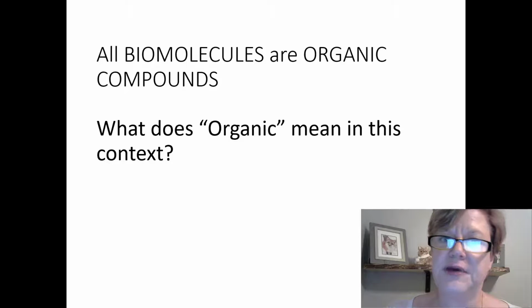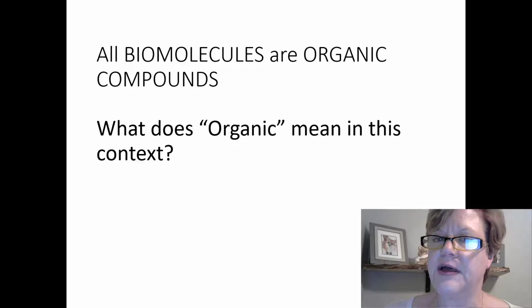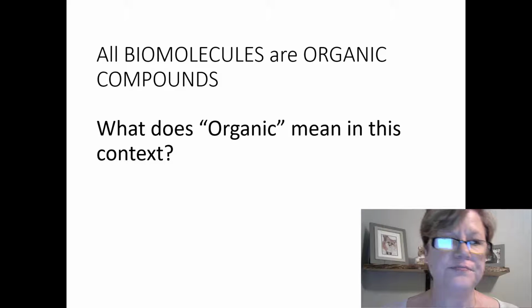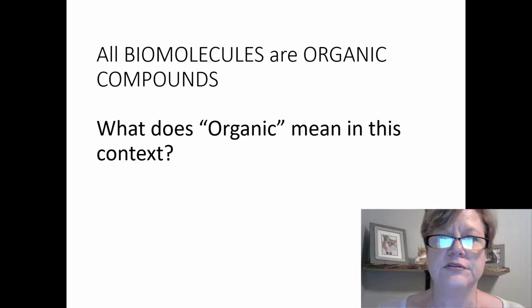Okay, so we've talked about atoms. We've talked about how two atoms can join together either by an ionic bond or a covalent bond to form small molecules. We talked a little bit about water as a small molecule. And really, we're ready to talk about bigger molecules. So macromolecules or biomolecules, those really mean the same thing.